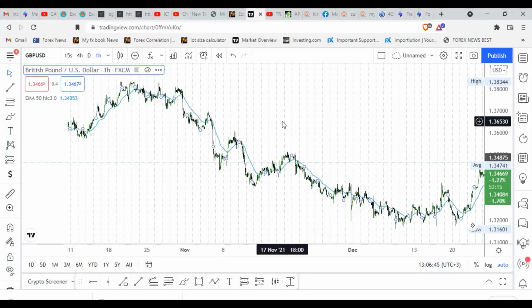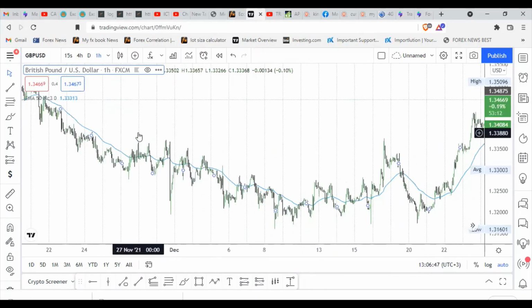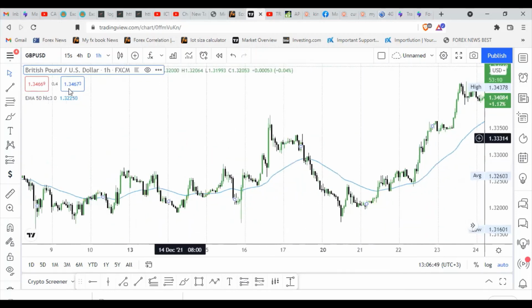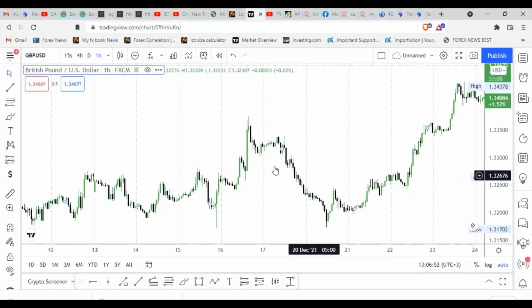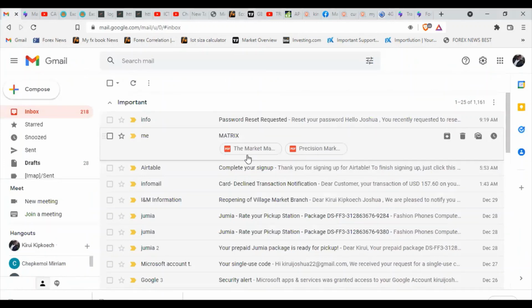I don't trade using the moving averages, and I always prefer to use market structure, and that's why you don't see me talking about moving average crossovers and things like that. Unless you require it, you can comment on this page, and I will do that one for you.